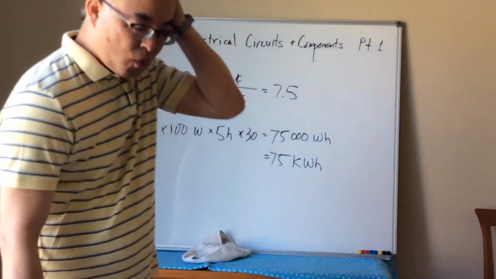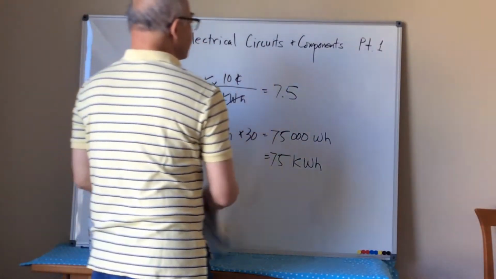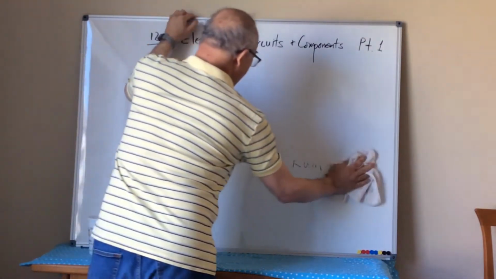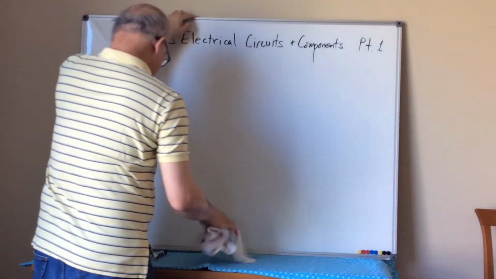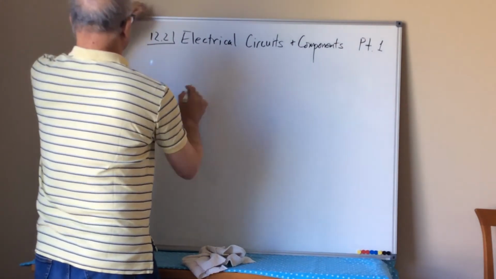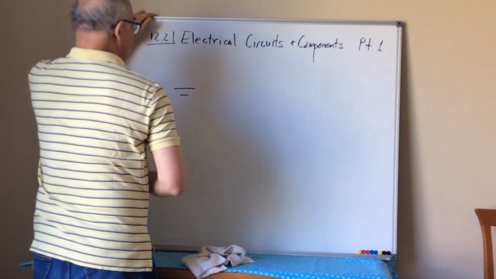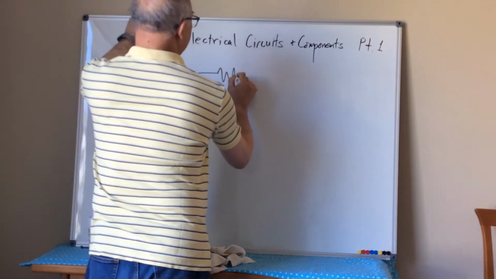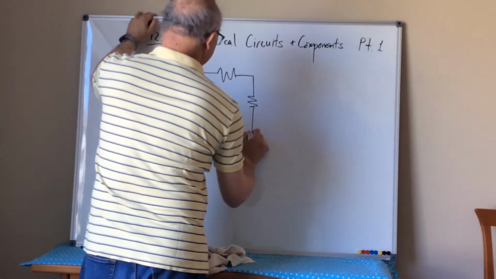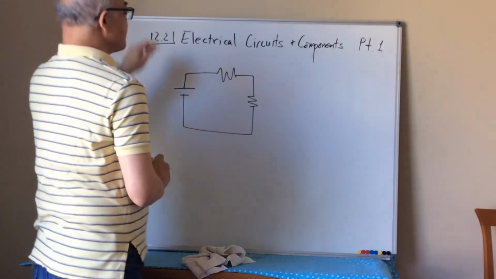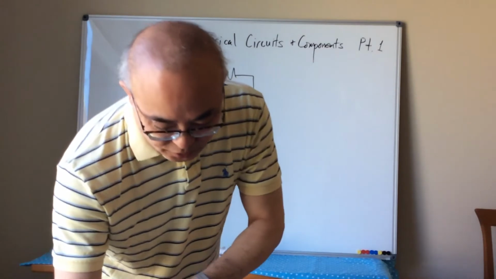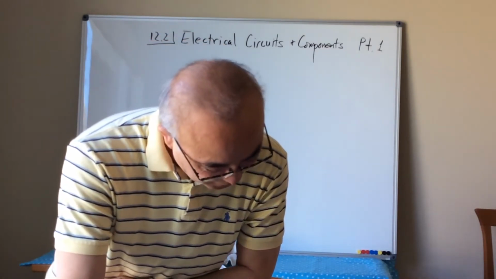So on page 412, we're going to talk about series circuits. Series circuits is when you have a battery or a voltage source. So I have a battery or a voltage source which is like this, and let's just say we have 2 resistors here, okay? So let's go to example 12.4.